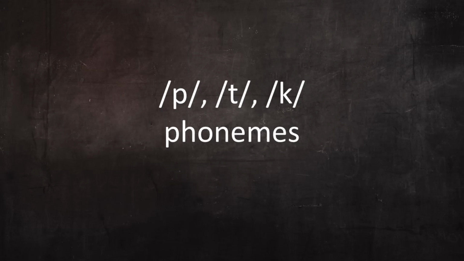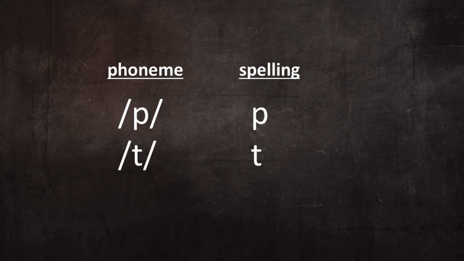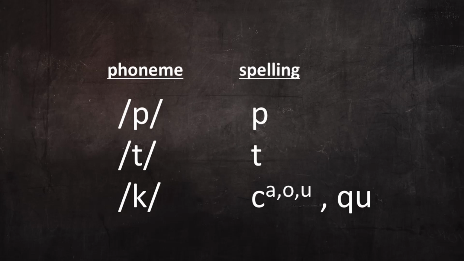To start out with, let's talk about what we mean when we say the p, t, and k phonemes. What we mean is the p, t, and k sounds, regardless of how they're spelled. In Spanish, both the p and t phonemes are only spelled with the letters p and t, which makes them easy to recognize. But the k phoneme may be spelled using the letter c before a, o, or u, the q-u combination, or much more rarely the letter k. It's also a component of the pronunciation of the letter x, although we won't be talking about that in this video. So when I say the Spanish k phoneme, I'm referring to the k sound, regardless of how it's spelled.